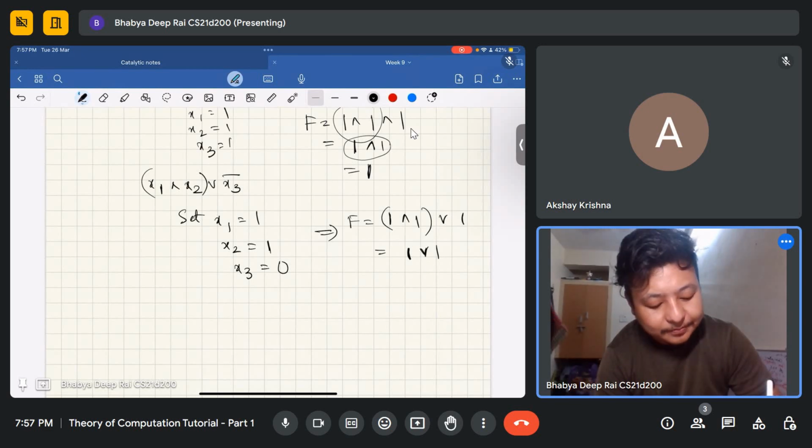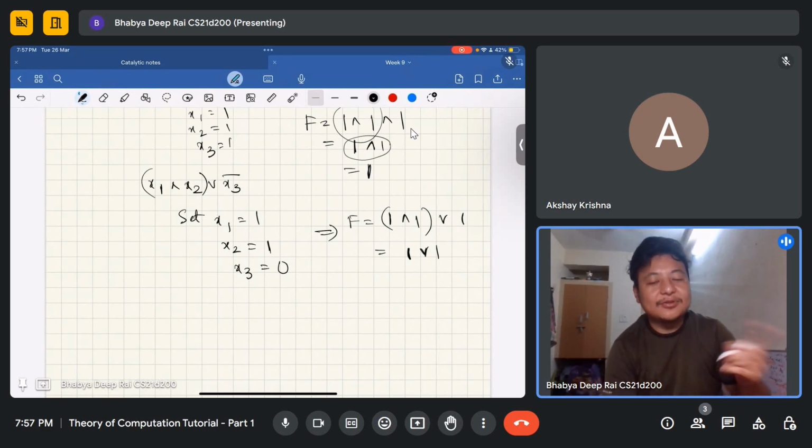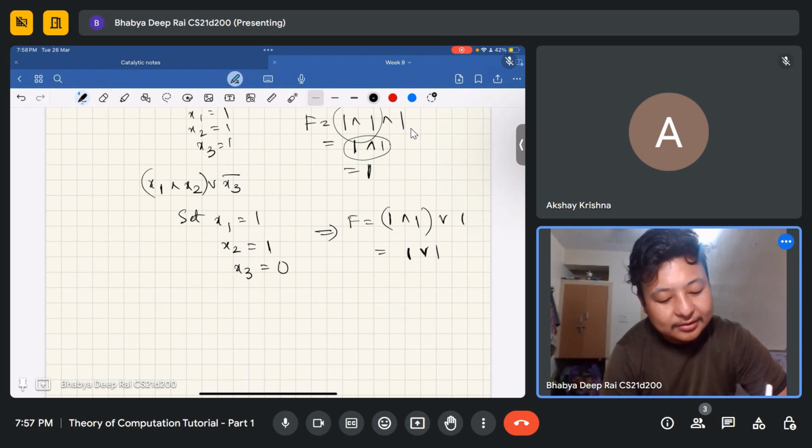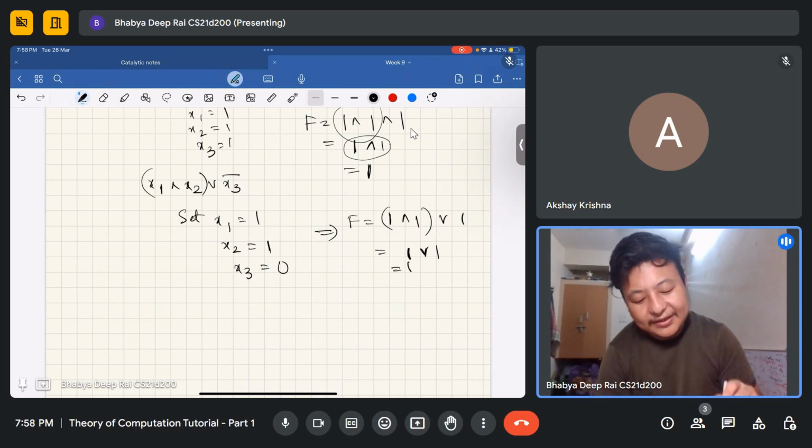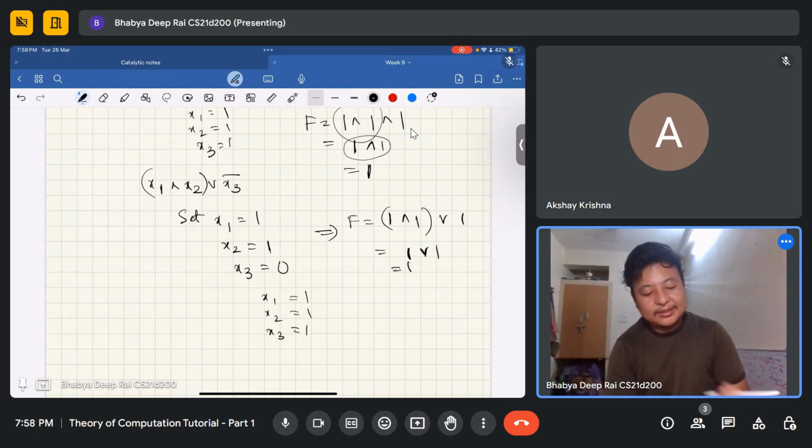And OR means that at least one of the inputs should be 1 to give a 1, right? So this will give a 1. And this is a satisfying assignment. Well, another satisfying assignment could be X1, X2, X3 equals 1. This is also valid. Why?